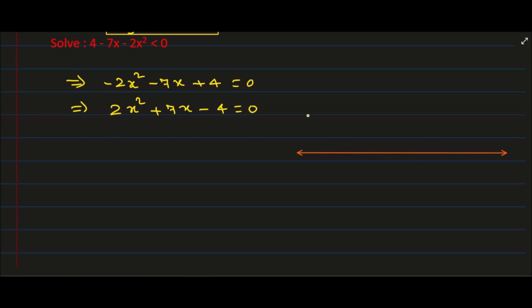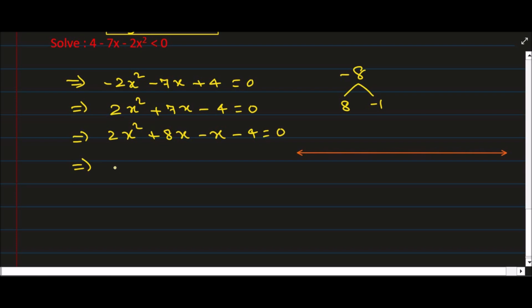Now 2 into minus 4. The first term's coefficient and the last term you have to multiply. So that gives us minus 8. Now for minus 8 we have to find the two factors. When you multiply you should get minus 8, and when you add you should get plus 7. So if I take 8 and minus 1, that will work. So you can write 2x square plus 8x minus x minus 4 is equal to 0.